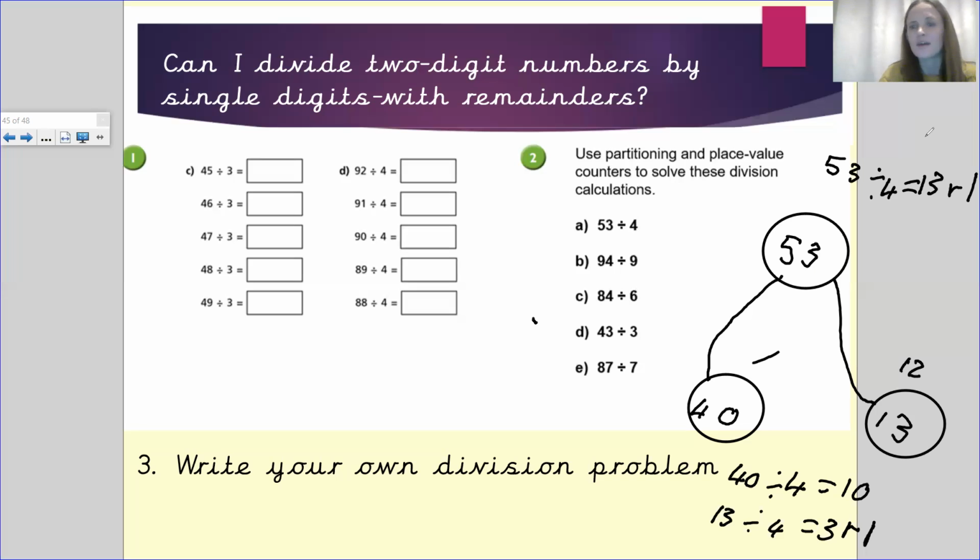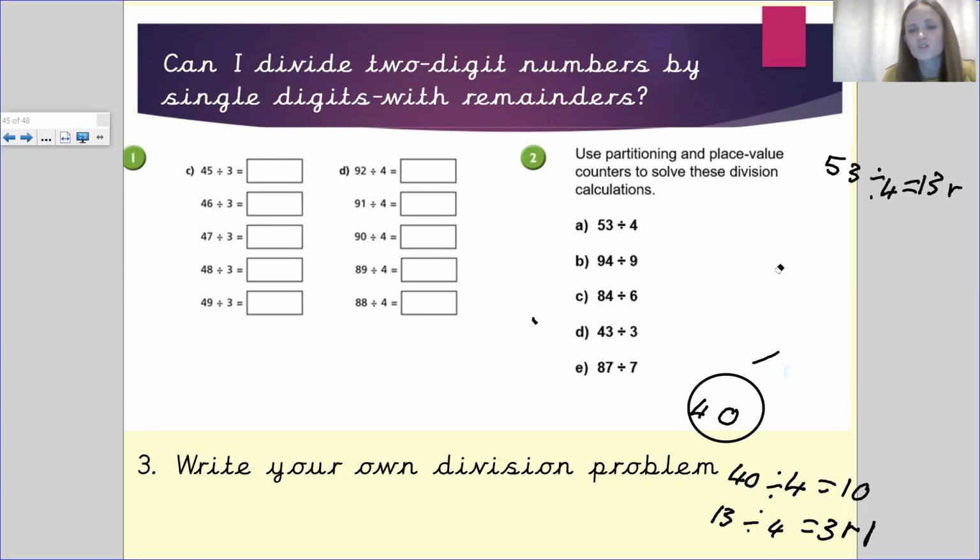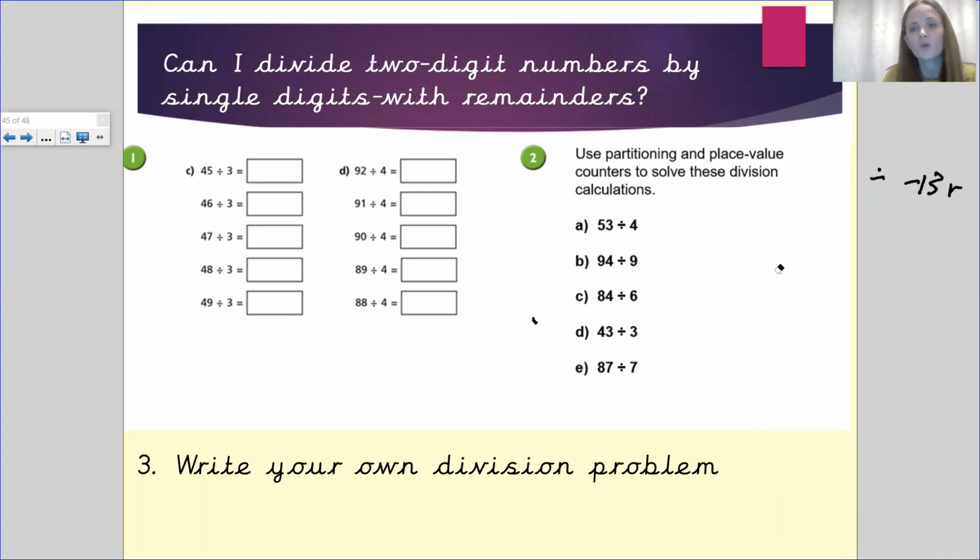So pause the video now, and using the partitioning and the place value counters, or the place value method that we've just gone through, can you complete these questions? What I would like you to do once you have finished those questions is answer question 3. So question 3 says write your own division problem that would have a remainder, and then show your working and give me the answer to that division problem.